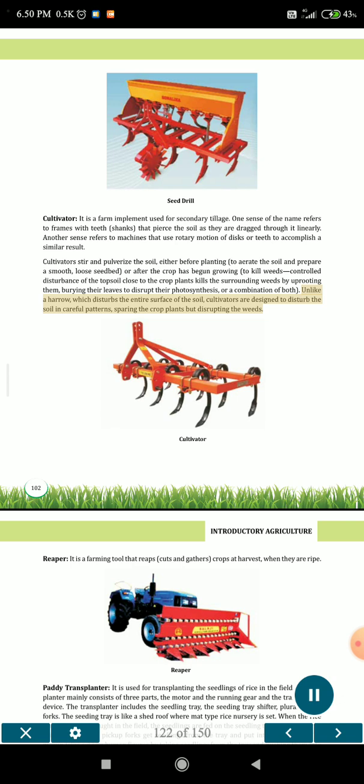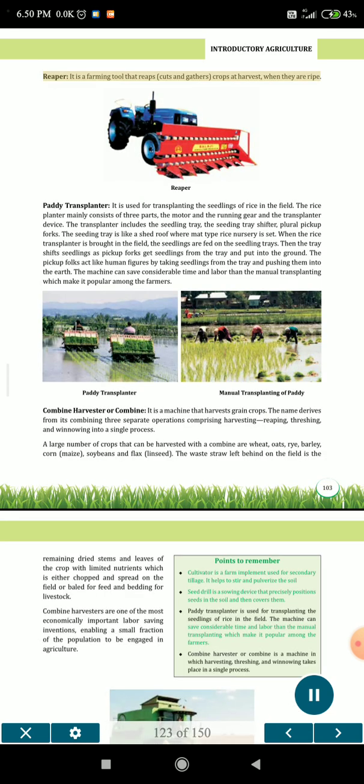Unlike a harrow, which disturbs the entire surface of the soil, cultivators are designed to disturb the soil in careful patterns, sparing the crop plants but disrupting the weeds. Cultivator. Reaper. It is a farming tool that reaps, cuts and gathers crops at harvest when they are ripe.